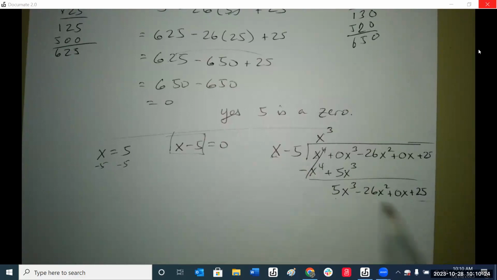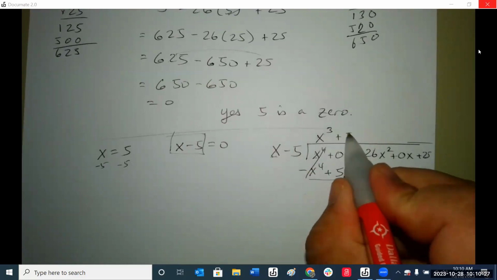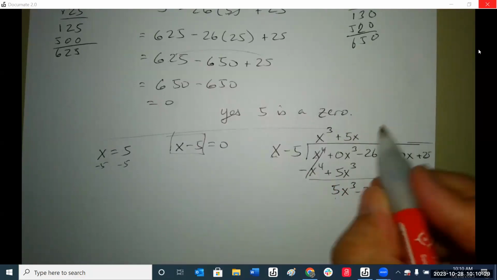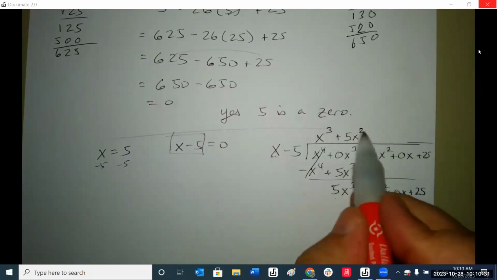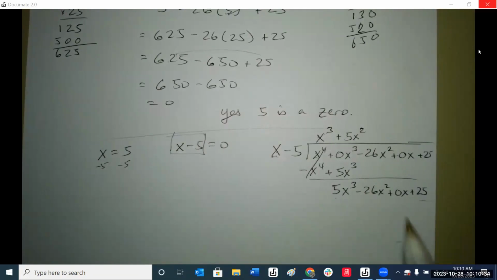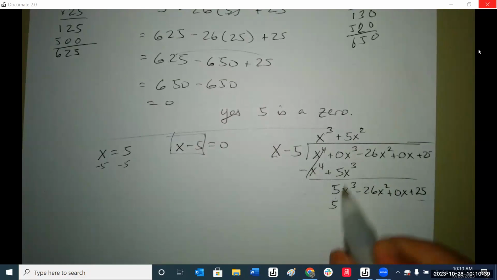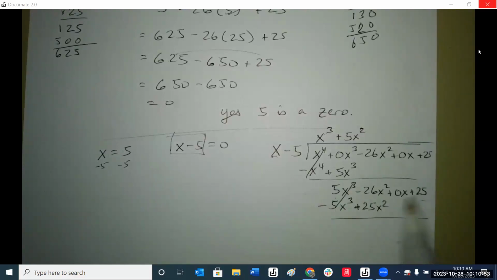What times x is 5x cubed? It's a positive 5x squared. This is going to be one less than that one. Positive, positive is positive. 5 times 1 is 5. X squared times x is x cubed. Positive times negative is negative. 5 times 5 is 25. X squared. Change signs. Negative 26 plus 25 is negative 1x squared.